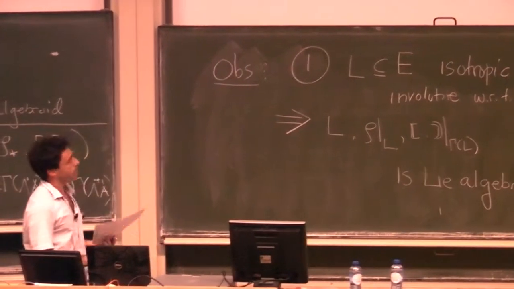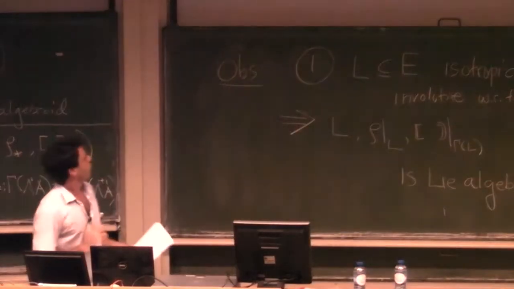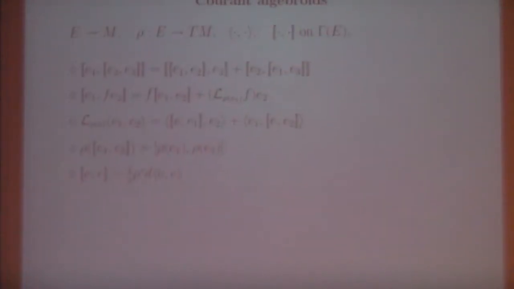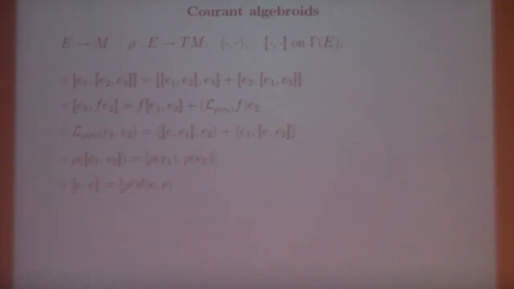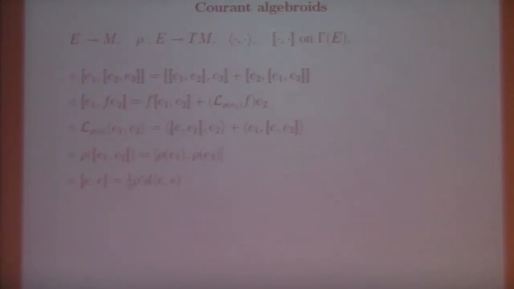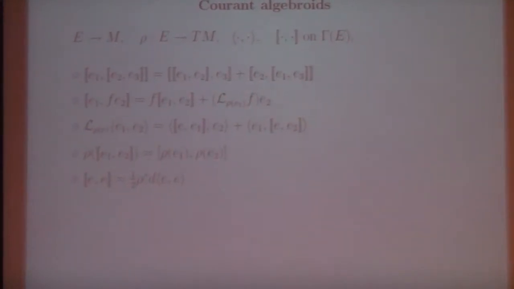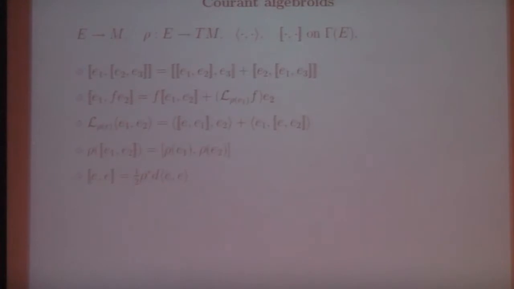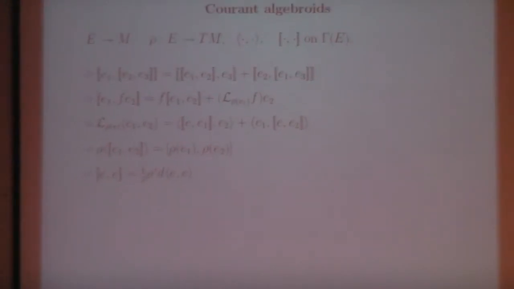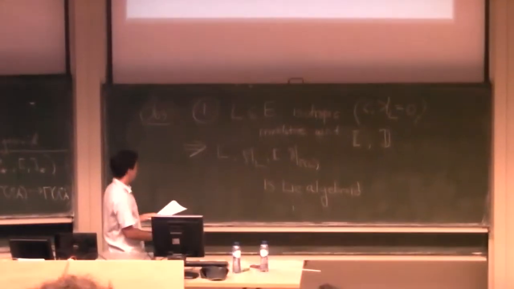And that's very easy to check, just because once you restrict yourself to a subbundle that is isotropic, then this problem with skew symmetry goes away. Right? I mean, the pairing there would be 0, so then you would get really something skew symmetric. And then you have the other axioms of a Lie algebroid already there. Right? So that's an important observation.